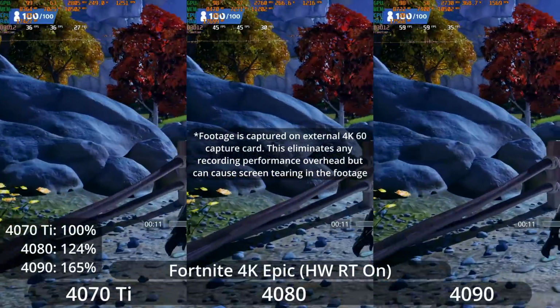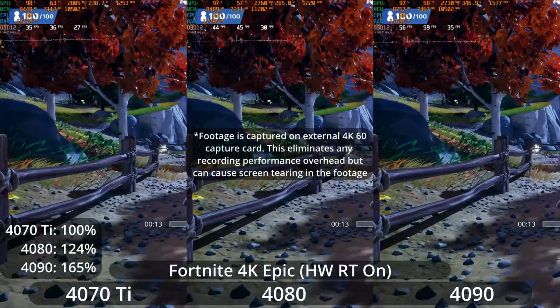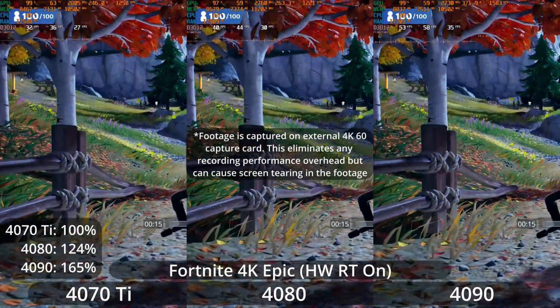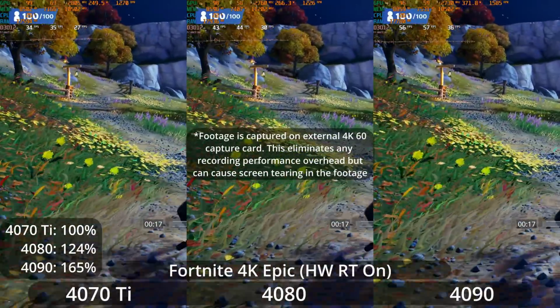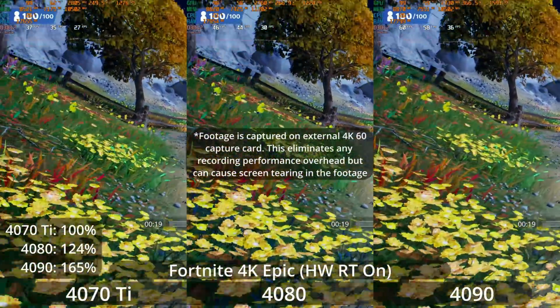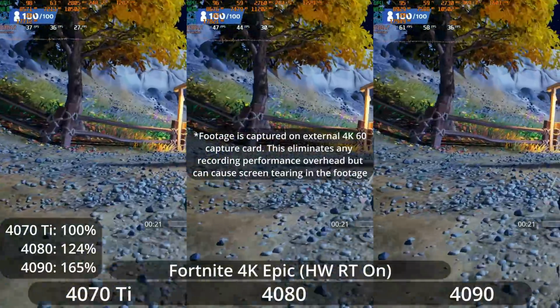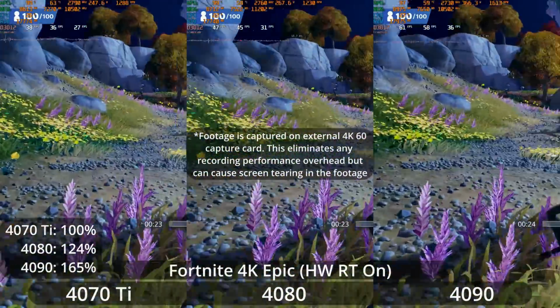Rather than waste your time with a long introduction, let's just hop straight into the benchmarks. We're seeing the 4070 Ti versus the 4080 and the 4090. My 4070 Ti is the Asus TUF OC model, and we're looking at Fortnite because this game is incredibly demanding.